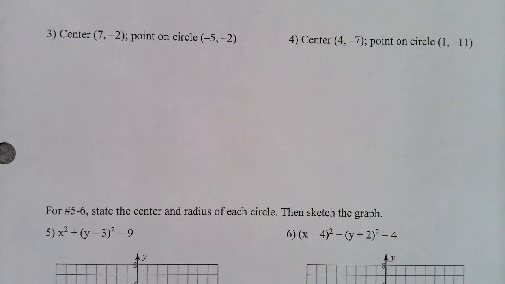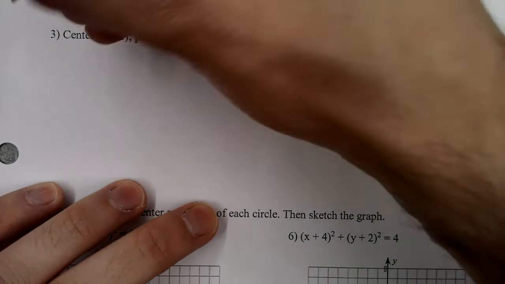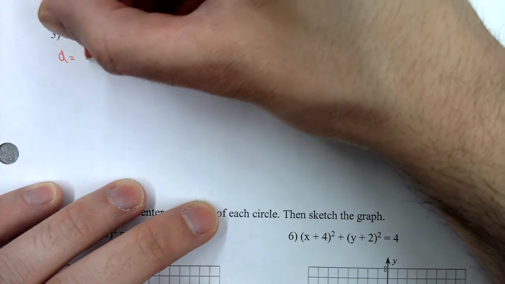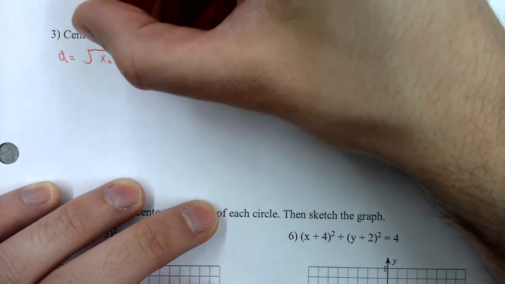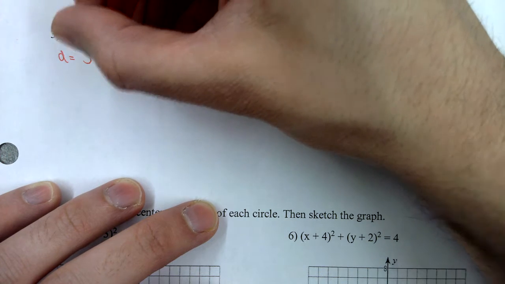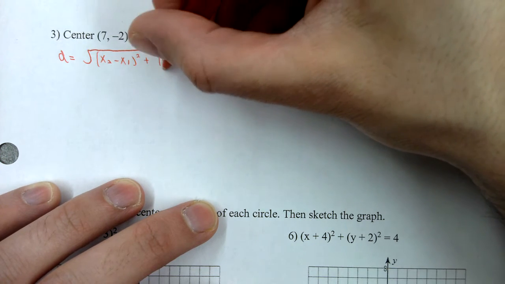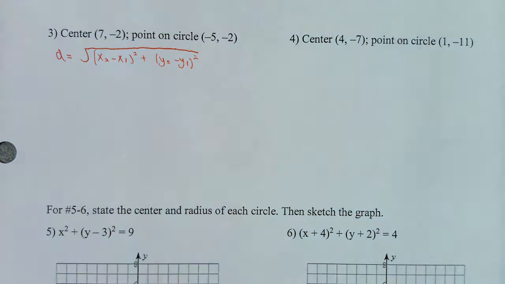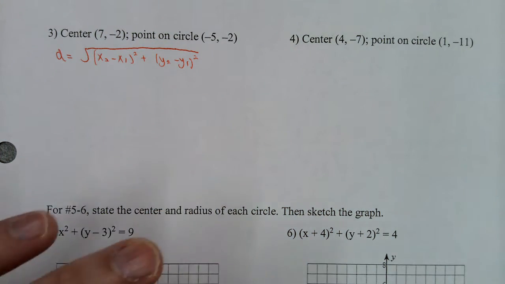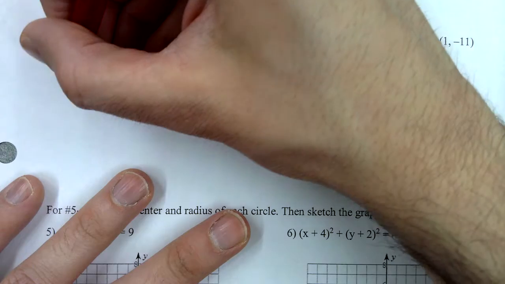Okay, now number 3 and number 4, we have the center, but we don't know what the radius is. So to get the radius, we're going to use the distance formula. So here's the distance formula. Let's copy it down first. x2 minus x1 squared plus y2 minus y1 squared. I'll replace the distance with r for radius.